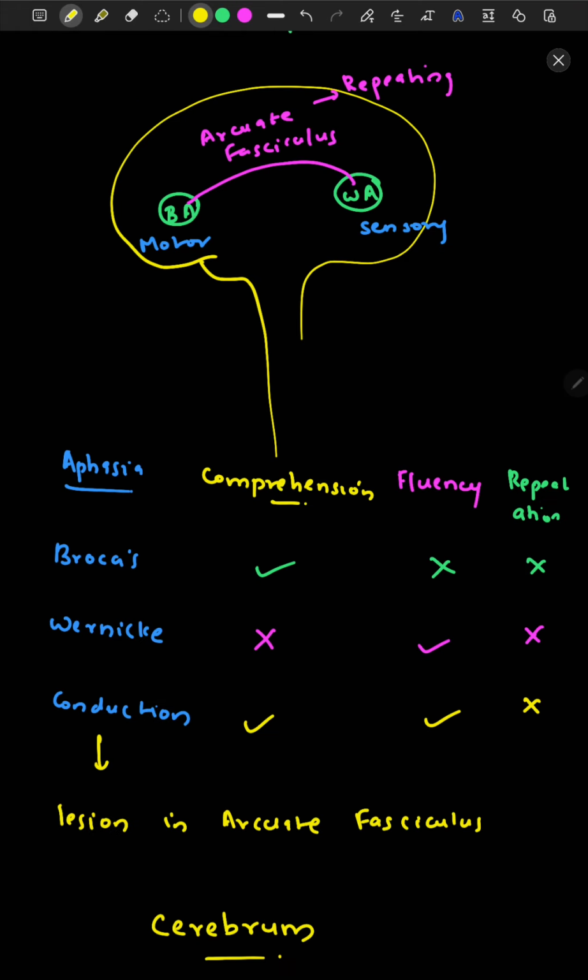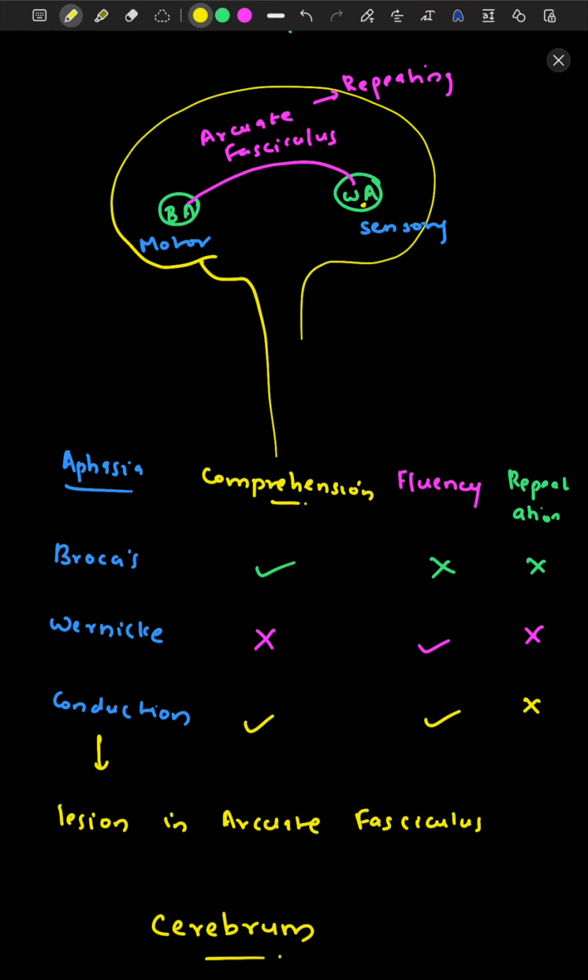in our brain, this is Broca's area, which is involved in the motor part of speech, and this is Wernicke's area, which is involved in the sensory part of speech, and they are connected by the arcuate fasciculus, which helps in repeating. So there are various types of aphasia: Broca's aphasia, Wernicke's aphasia, and conduction aphasia.